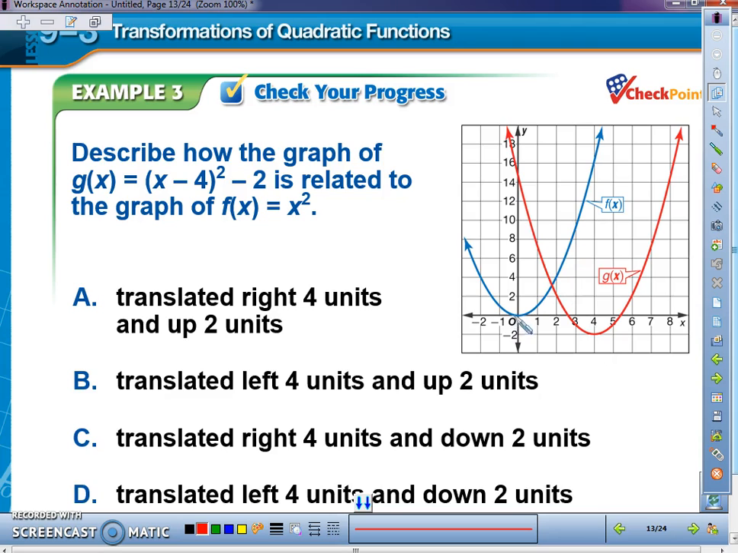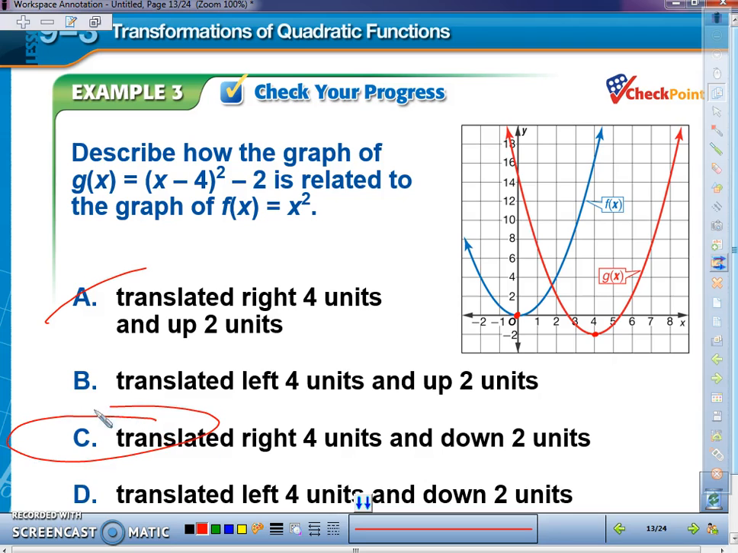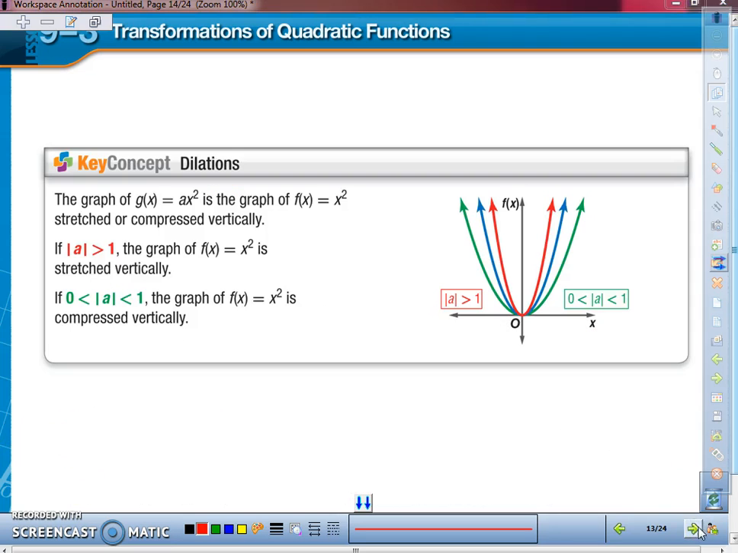All right, so describe how these are related. We're going to start here and we're going to end right here. Again, you can pick any point, but the vertex is the easiest one to see and it's the easiest one to compare. So for this one, I'm translated 4 units to the right, 2 units down. Translated right 4 units and up 2 units? No. Translated right 4 units and down 2 units. That's what we are. Okay.